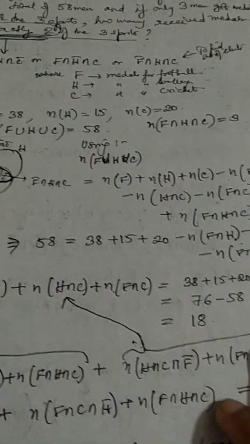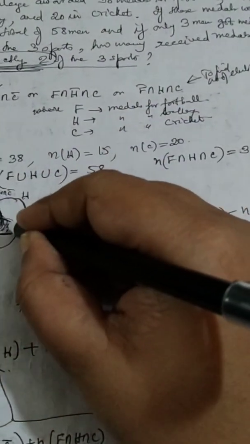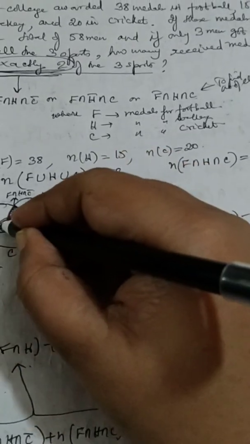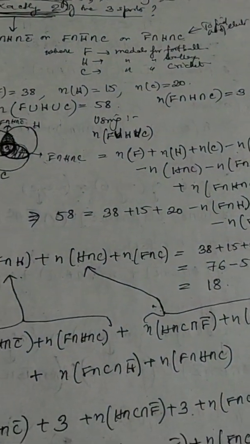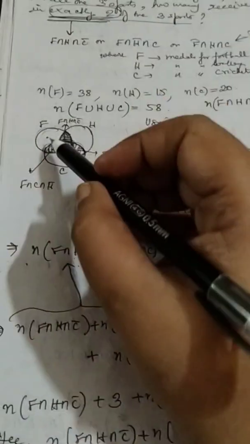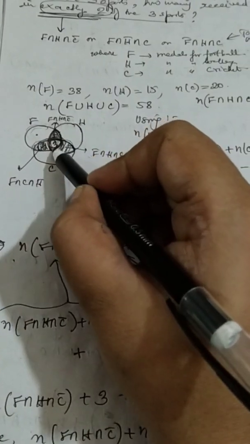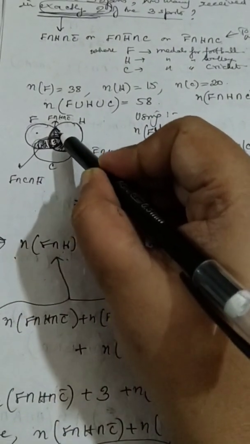Now what do we have to find? Exactly 2 sports means we actually have to find this striped region over here, and the striped region over here, and the striped region over here. Cardinal number of these 3 we have to find. So what will we do? Now F intersection H is this portion, this and this portion over here. This portion entirely is your F intersection H.